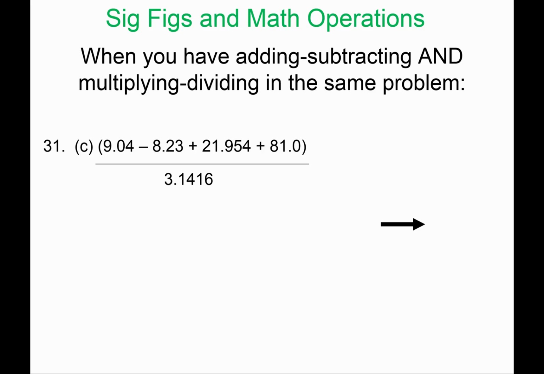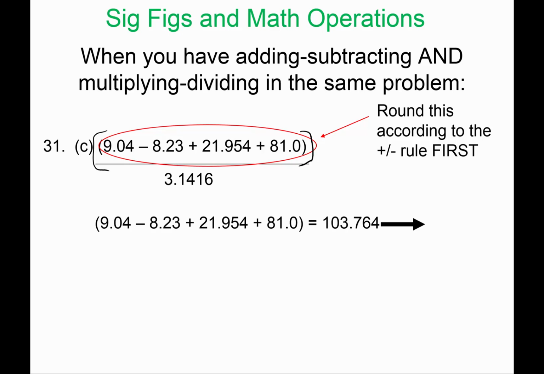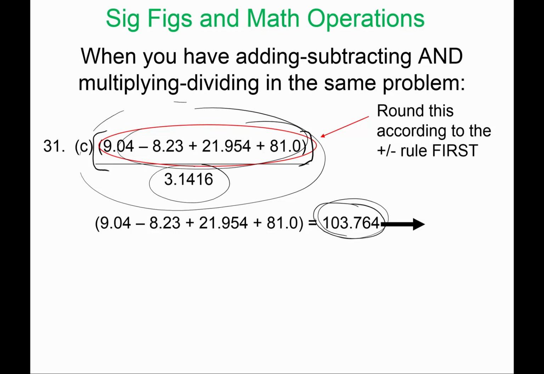Okay, so step 1 is to do the parentheses, this part. So if we do this, you notice you're adding and subtracting here, so you use the decimal rule. If you do this operation right here, you get this number. You have to be careful, you can't just load this whole thing up in your calculator, because you have to actually round this number before doing this operation.